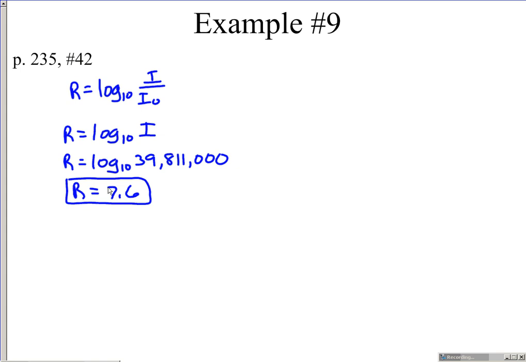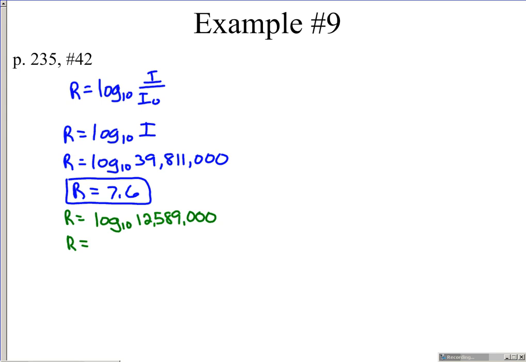Second one in B has an intensity of 12,589,000. So go ahead and plug that into our formula. Log base 10 of 12,589,000. Now, if we just look at the intensities here, we can see that the intensity in A, 39,000, is about 3 times as intense as this earthquake in B, an intensity of about 12 million to 39 million. So a little over 3 times as intense.